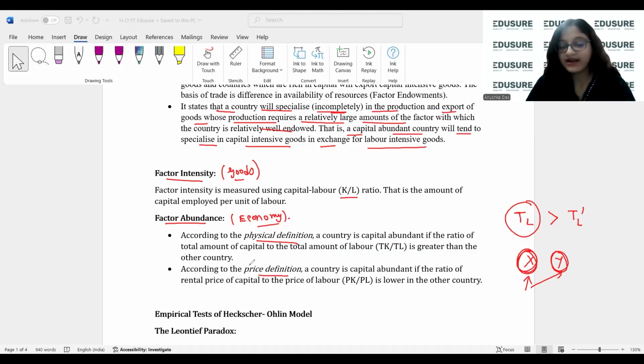According to the price definition, a country is capital abundant if the ratio of the rental price of capital to the price of labor, which you can take as the rental to wage ratio, is lower than in the other country. If your physical amount of capital is more, then the wage that you will get will be lower than the other country. If labor isn't abundant, then the price that you will pay for that labor will be higher. It is exactly the same thing, which you can define in two different ways.